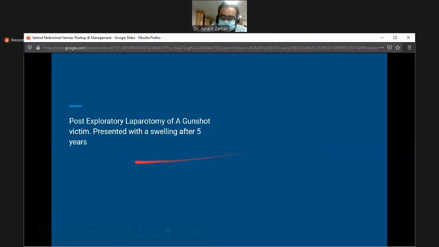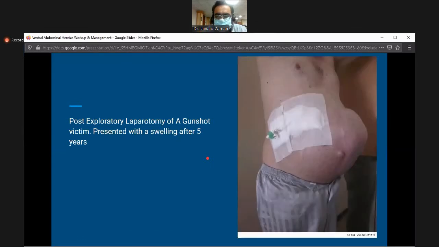We have a patient. Fine. Here he has come with a laparotomy after gunshot and having progressive swelling here. Fine.